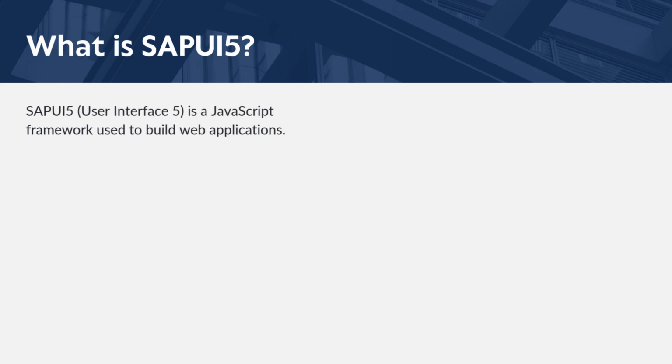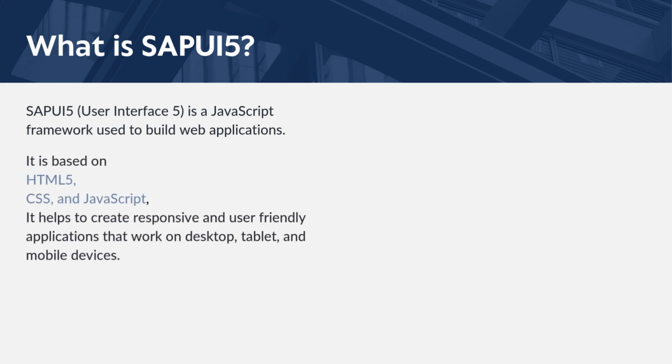The first question is, what is SAP UI5? SAP UI5 is a framework used to build web applications. It is based on HTML5, CSS, and JavaScript. It helps to create responsive and user-friendly applications that work on desktop, tablet, and mobile devices. SAP UI5 is developed by SAP.